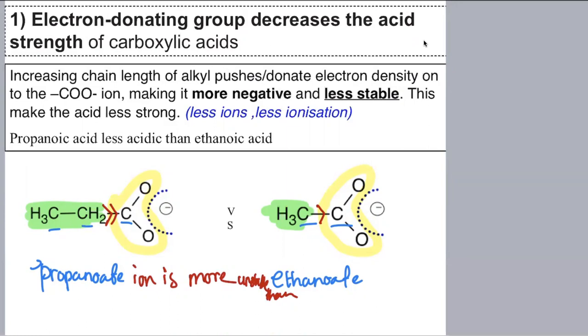So the idea is the more stable ions will be more likely to be formed, therefore more acidic. So that's why ethanoic acid is more acidic than propanoic acid, okay? I hope that explains. The size of the alkyl group can actually determine the acidity. The bigger the alkyl group, the more it donates electron density, the more negativity it donates to a negative person, and therefore makes it unstable. Unstable, less likely to be formed, less ionization, therefore less acidic. Okay, I hope you got that.